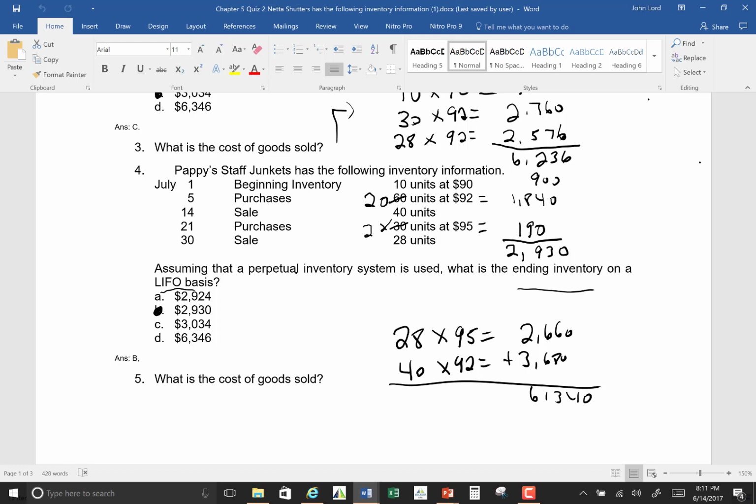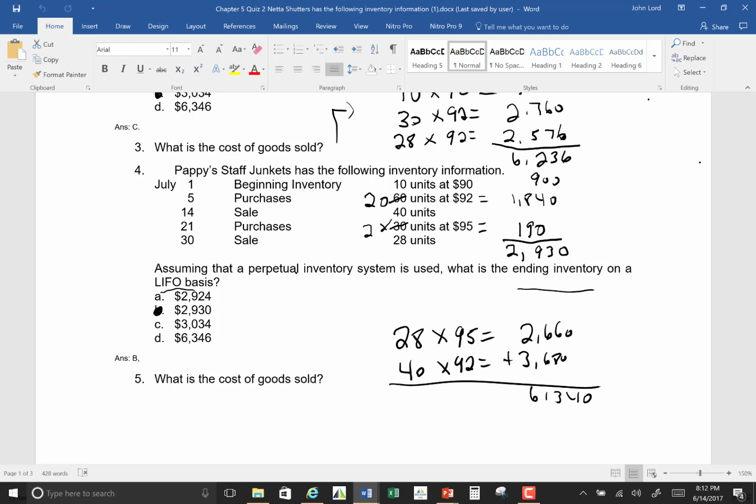So I take those out at 92. So if I sell all 40 of those, I have 20 left, don't I? I sold 40 units on July 14th, right? The latest cost I have in my system is this July 5th amount, isn't it? So I take 40 of those. There's 20 left, isn't there?